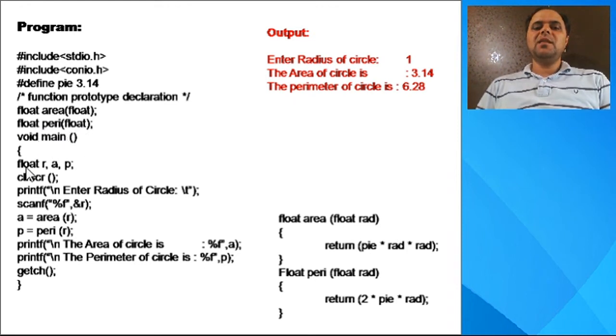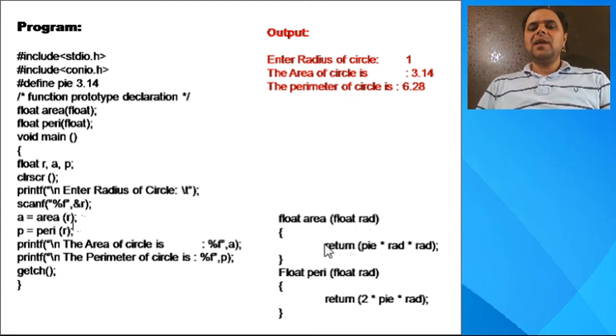So void main. I have taken three variables of float type: r, a, and p. r is the radius, a is for area, and p is for perimeter. To find the area and perimeter of a circle, we need its radius. So we will enter the radius here. I have called the function area with the radius as its actual parameter. From here, the function area is called. So the actual parameter, the value of r, is copied here.